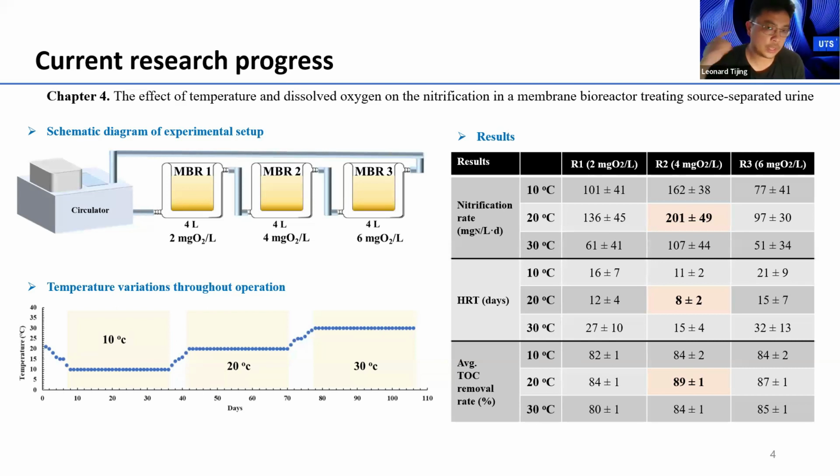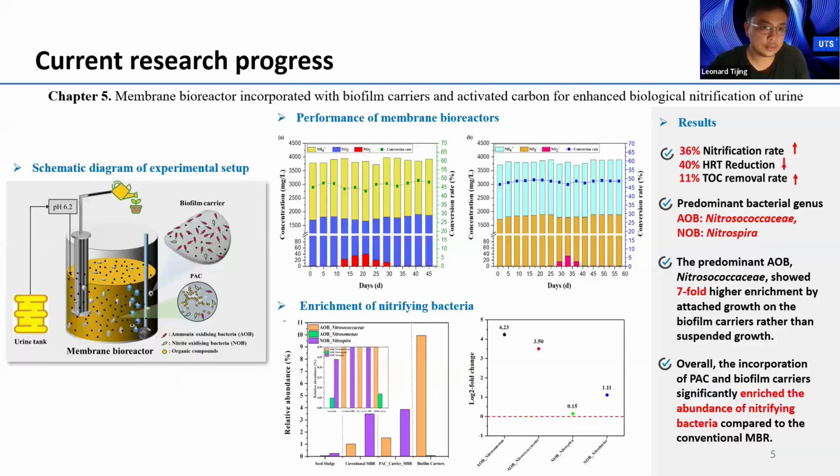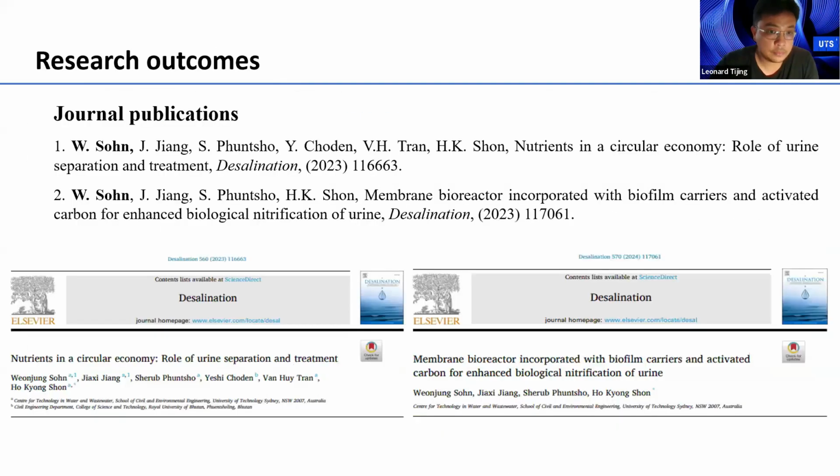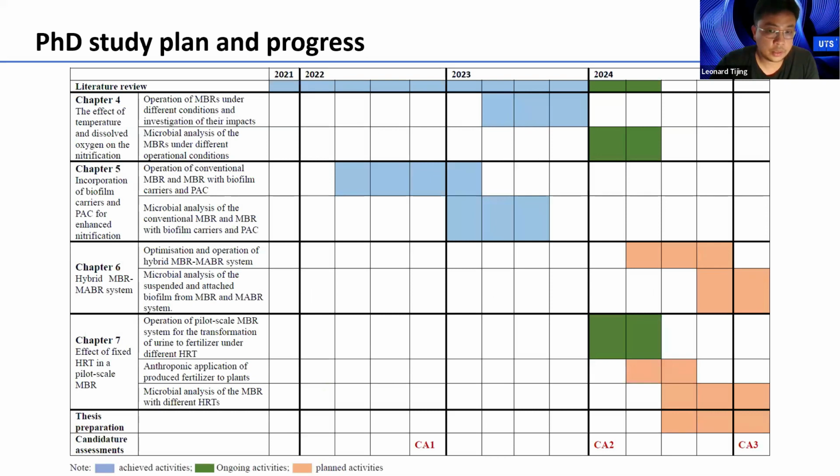Okay, can you go back to your timeline, please? I think this is just the last question that I have. The last few remaining ones you're working on is chapter 6, which is in 2024? It's not started yet, right? Not started yet, it will be started soon after planning. So you're working on the pilot scale right now? Yes. And also the microbial analysis in chapter 4.